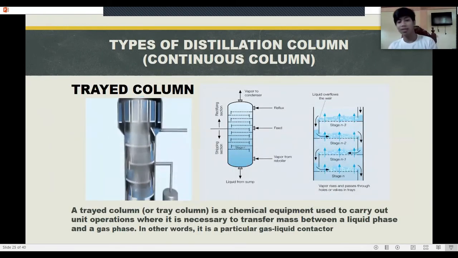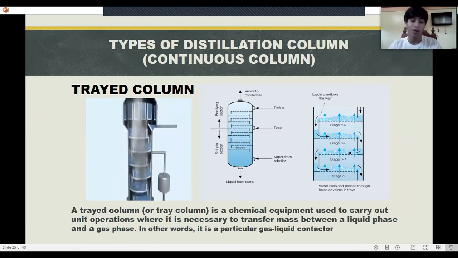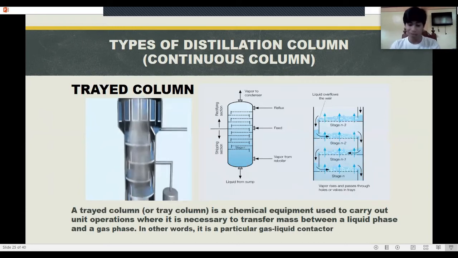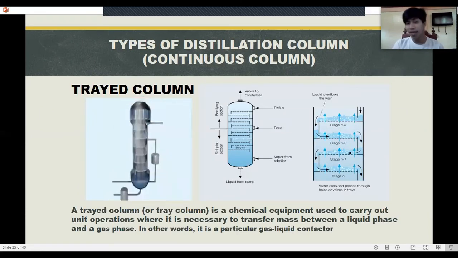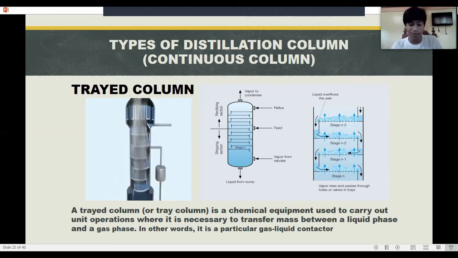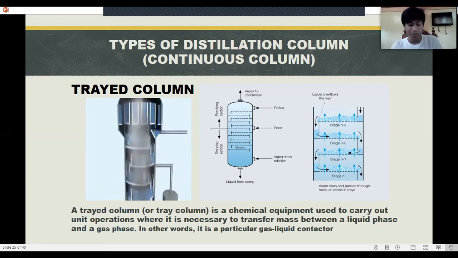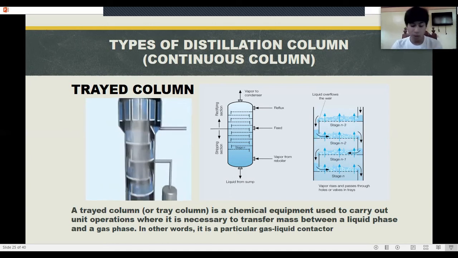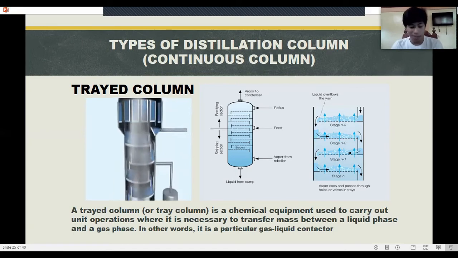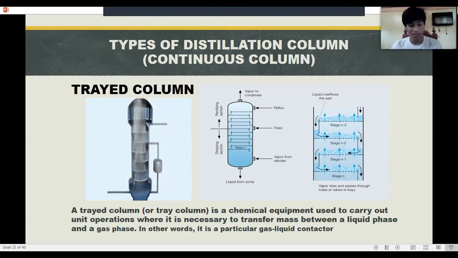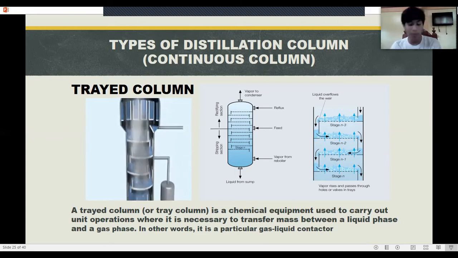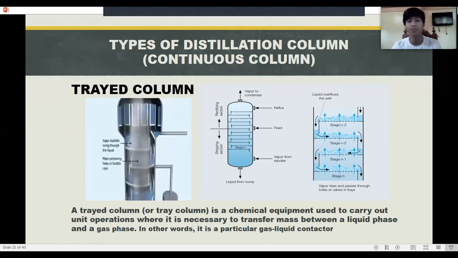A tray column is chemical equipment used to carry out unit operations where it's necessary to transfer mass between a liquid phase and a gas phase. In other words, it is a particular gas-liquid contactor. Tray columns are used for making contact between a gas phase and a liquid phase to bring them as close as possible to the equilibrium state. Tray columns are widely used in various types of mass transfer operations, and all the simulation results which predict a certain number of theoretical stages can be converted into actual trays depending upon tray efficiency for a particular service.